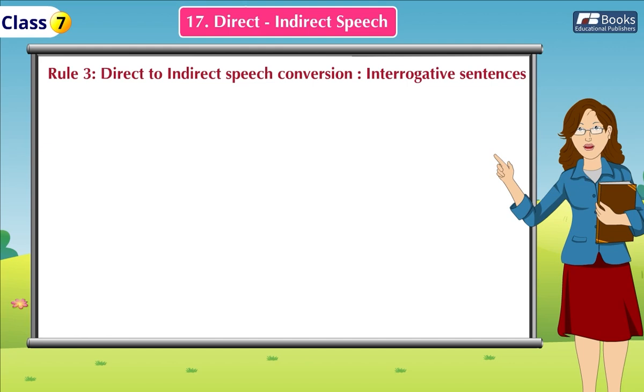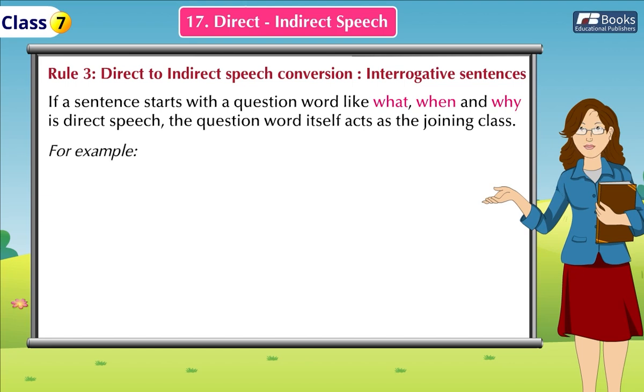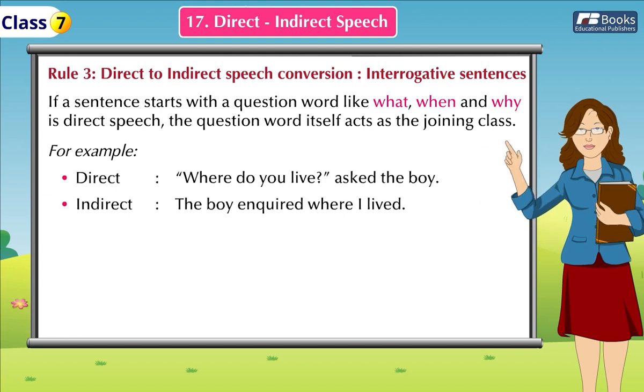Rule 3. Direct to indirect speech conversion. Interrogative sentences. If a sentence in direct speech starts with a question word like what, when, and why, the question word itself acts as the joining clause. For example, direct: "Where do you live?" asked the boy. Indirect: The boy inquired where I live.